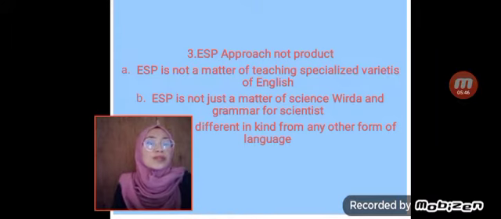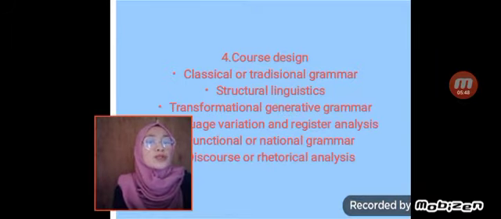And the fourth material is course design. Course design is a process and methodology for creating a quality learning environment and experience for students. Therefore, it is important to understand the main features of each of these descriptions. We can identify 6 main stages of development. The first is classical or traditional grammar.